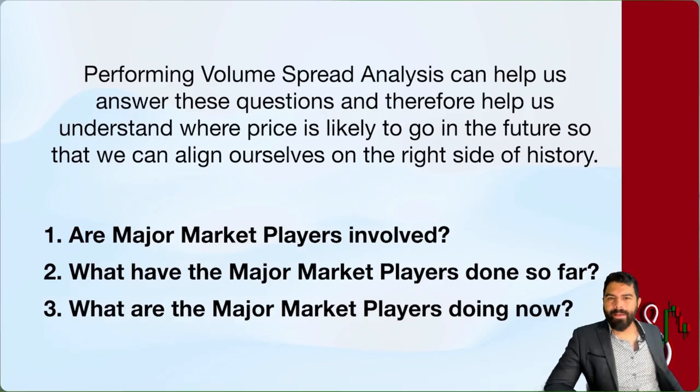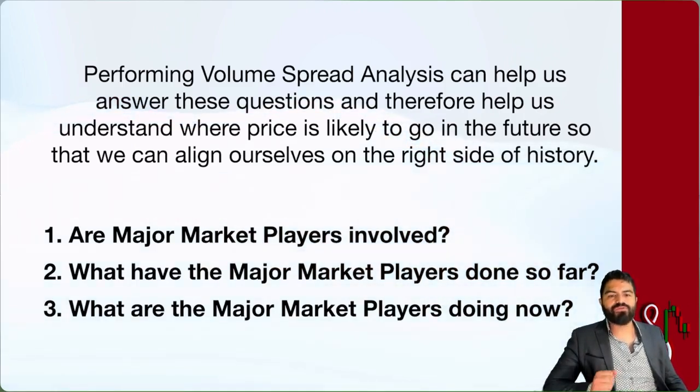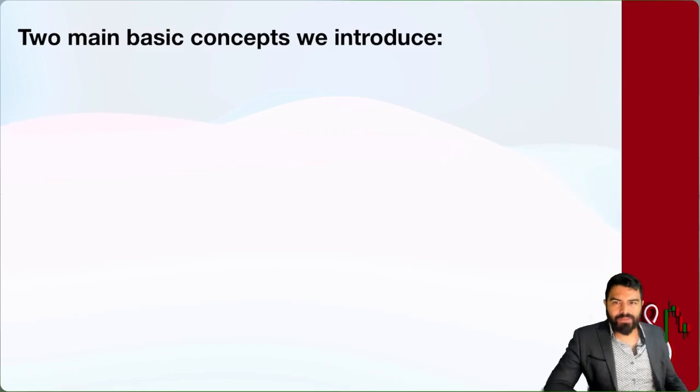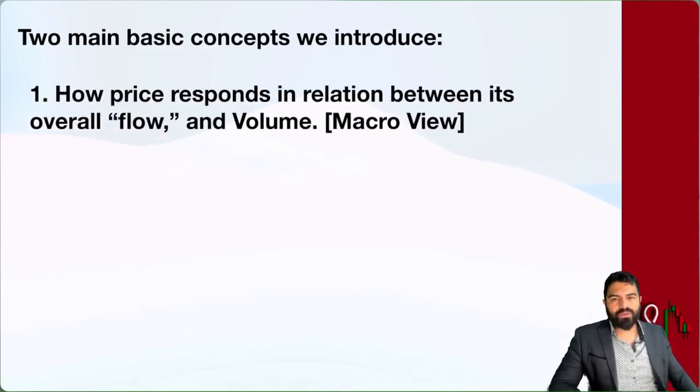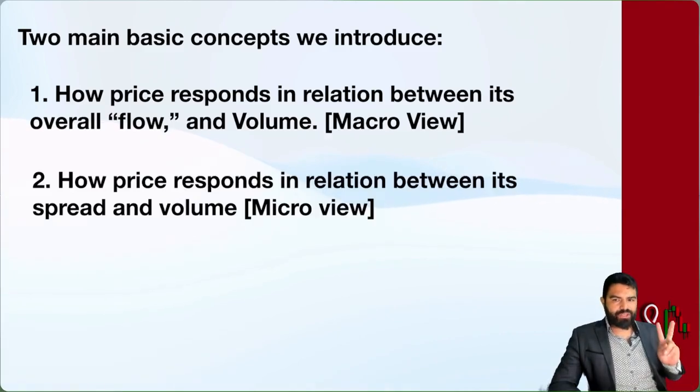All right, next. Performing volume spread analysis can help us answer these questions and therefore help us understand where price is likely to go in the future, so that we can align ourselves on the right side of history. The two main basic concepts we will introduce are, number 1, how price responds in relation between its overall flow and volume, which is the macro view, and number 2, how price responds in relation between its spread and volume, the micro view.